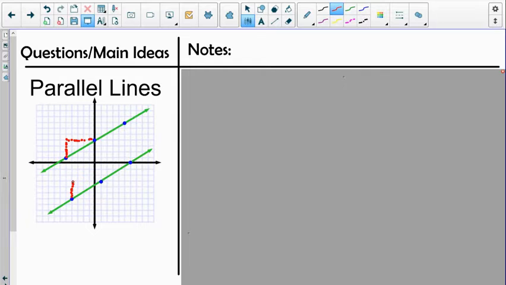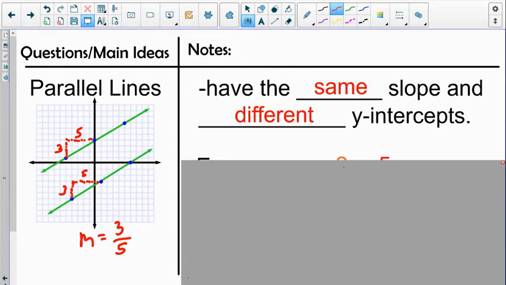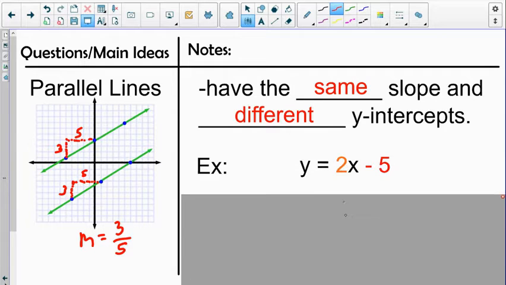And you might notice that I'm drawing the rise and the run, or our slope triangle, on each line. Both lines have the exact same rise of 3 and the exact same run of 5. In other words, they have the exact same slope. So for your notes, parallel lines have the same slope and they have to have different y-intercepts, otherwise they would be the exact same line.